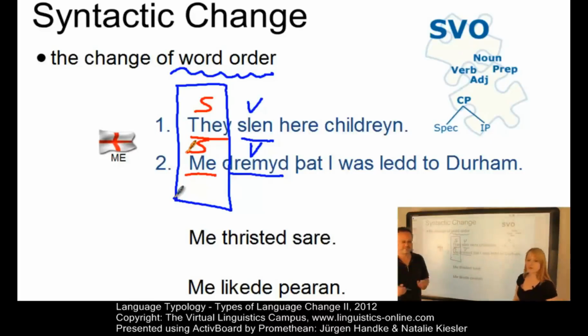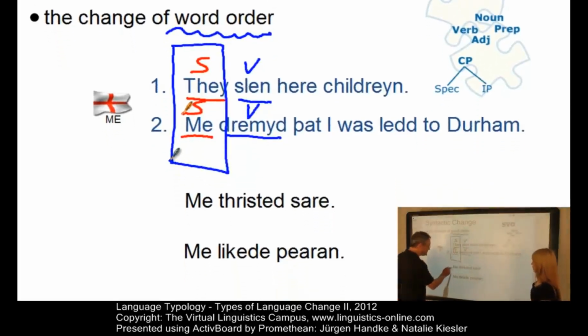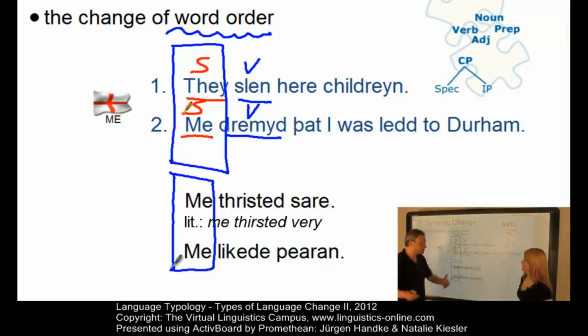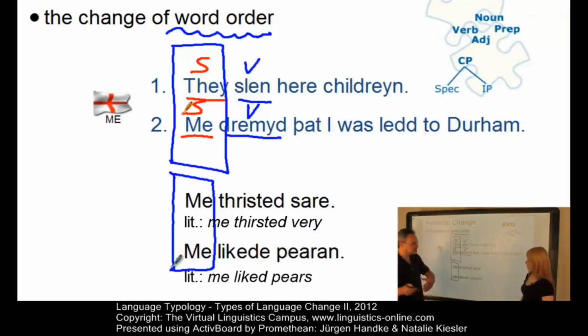To bring the word order of constructions such as example 2 into line with the majority of the other sentences, the topic in such constructions is fronted. Me became I, so the result was I dreamed that. Just like in these constructions, here we have two further Middle English constructions where the subject is me. Well, it is not really the subject, it's a topic, but it was reinterpreted as the subject in present-day English, where me thristed sare, which means literally me thirsted very, came out as I am thirsty, and me likede peran, me liked pears, became I like pears.